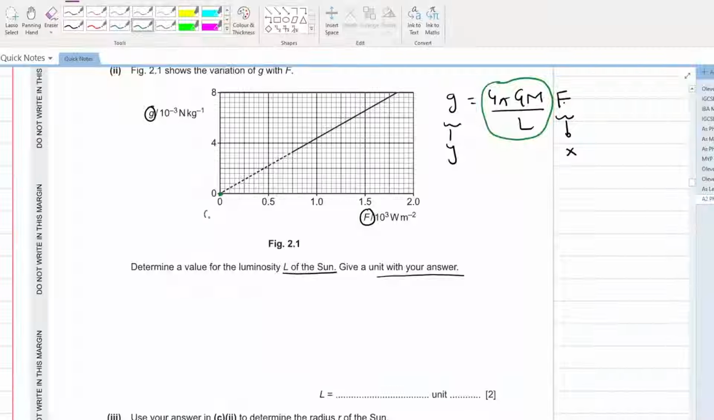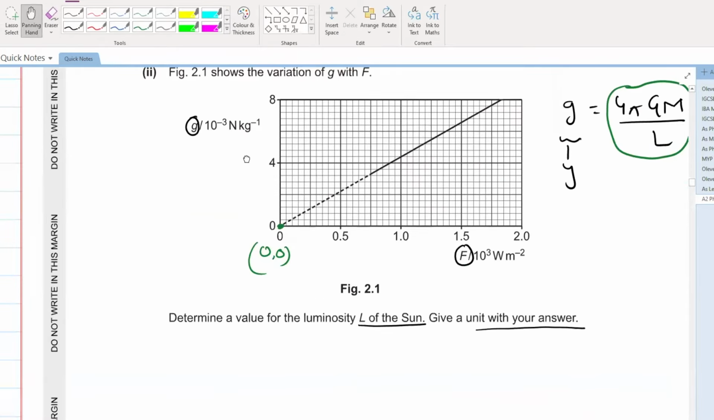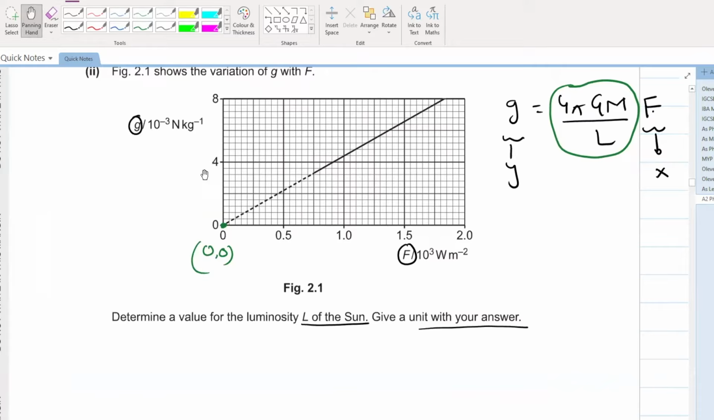One point is 0, 0. What is the second point that we can take? Which point looks good here? If I zoom in a bit, any points that seem pretty reasonable? Yeah, here we can take this one. This one fits perfectly. Yes. This is 0.8 on the x-axis and 4 on the y-axis.